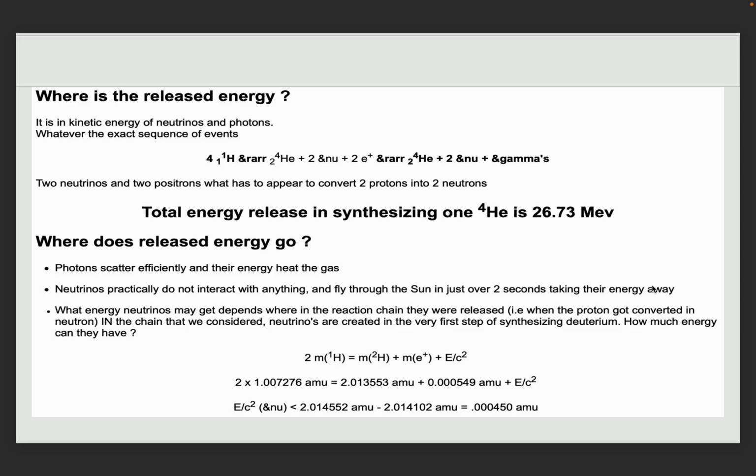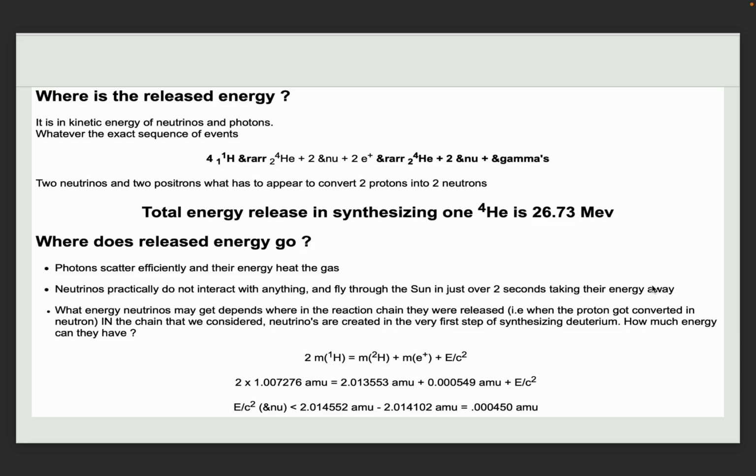So what is the energy released? It is in the kinetic energy of neutrinos and photons. Whatever the exact sequence of events, 4 hydrogen become 1 helium, 2 neutrinos and 2 positrons, as 2 protons convert to neutrons. The total energy released in synthesizing 1 helium is 26.73 mega electron volt. Photons scatter efficiently and their energy heats the gas. Neutrinos practically do not interact with anything. They fly through the sun in just 2 seconds, taking their energy away.